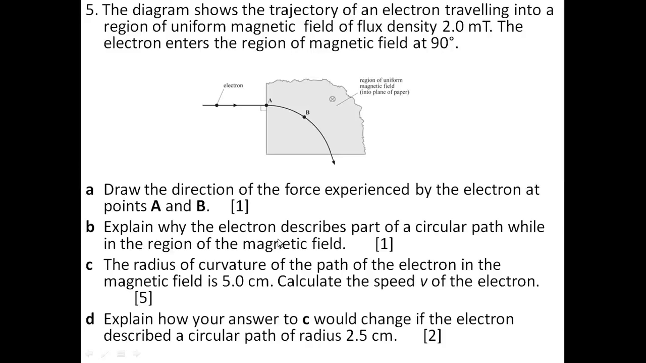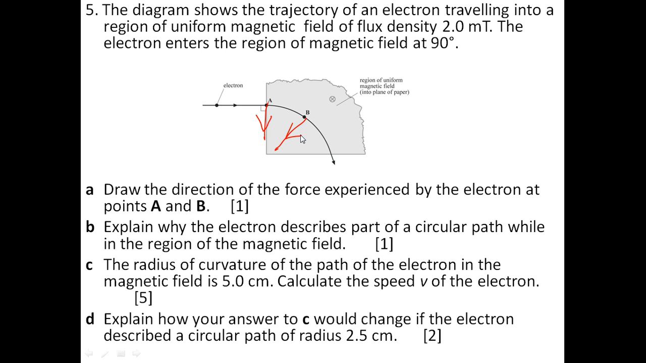Okay, now according to the Fleming left-hand rule, the field is going into the paper. So I have a current, and the field is going into the paper. The current is going back because the direction of the electron is opposing the direction of current. So the force that acts on A is going down. The force that acts on B is also going into it. So you know that the electron is actually moving in a circular motion.